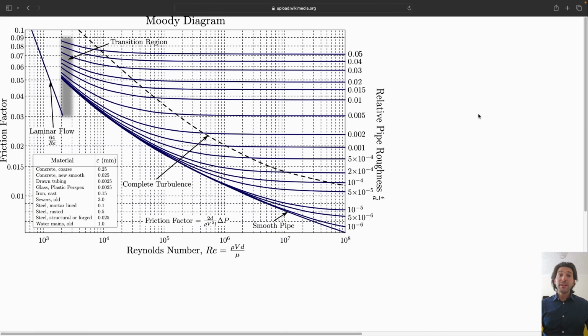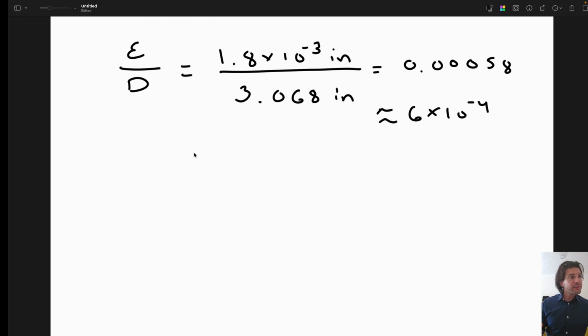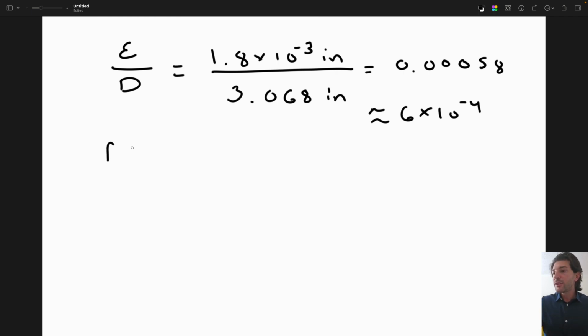Now that we have this, we can go back to our Moody diagram and see that this is close to the isocurve for 5 times 10 to the negative 4. So we're going to follow this until we hit our Reynolds number of 3 times 10 to the 5th, which is right here, and that gives us a friction factor of about 0.018.